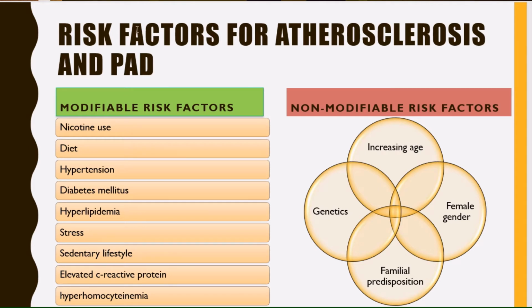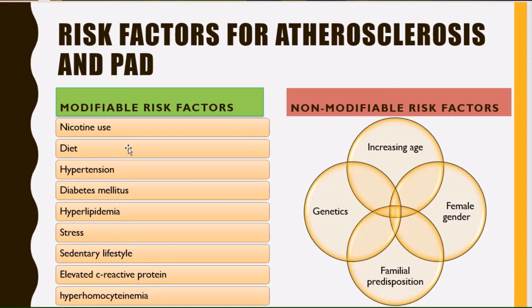So when it comes to risk factors, in most disease processes you will see modifiable risk factors and non-modifiable risk factors. Modifiable is something that we can try to modify and get better, but non-modifiable we cannot modify, like age, being female gender, or family history or genetics. We cannot change those, but we can try to change these factors.